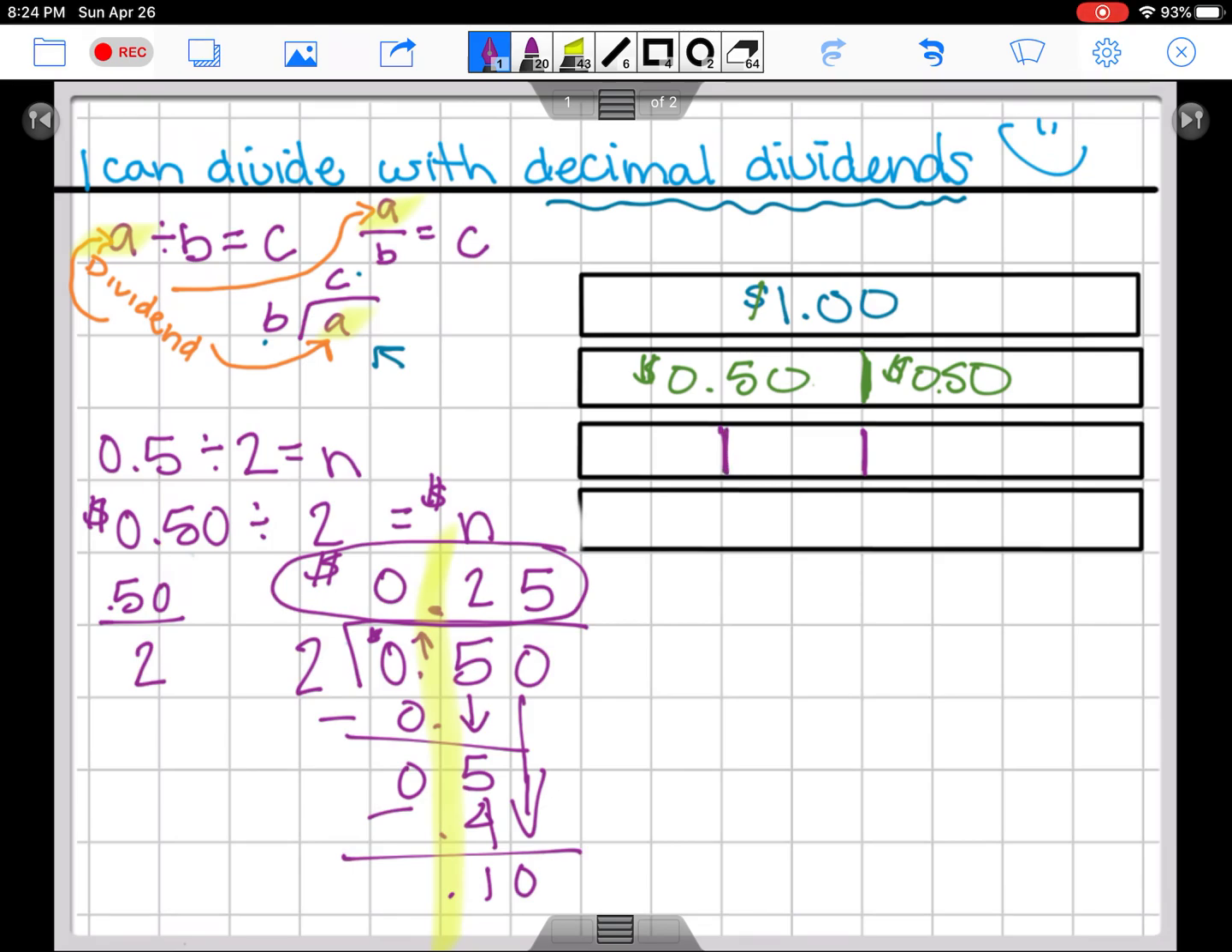You may have already known that when you have 50 cents and you divide it into equal parts, split that up right there, each one of these will be 25 cents. And one more. Beautiful. So you guys are probably like, yeah, we know.